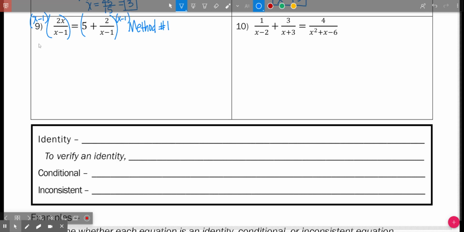When I do that, my x minus 1s are going to cancel here, and I'm left with 2x equals 5 times x minus 1 plus my x minus 1s cancel here, 2. So now I have 2x equals 5x minus 5 plus 2. So I'm going to subtract my 5x over. This is negative 3x equals negative 3. And when I divide both sides by negative 3, I get x equals 1.